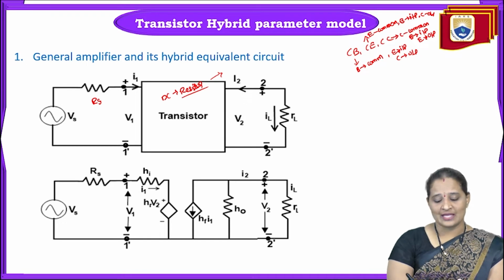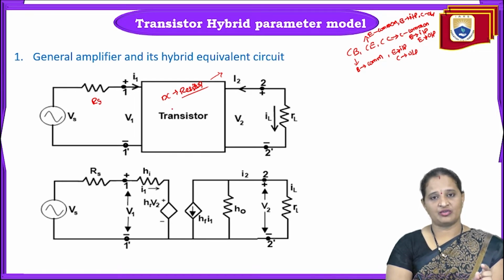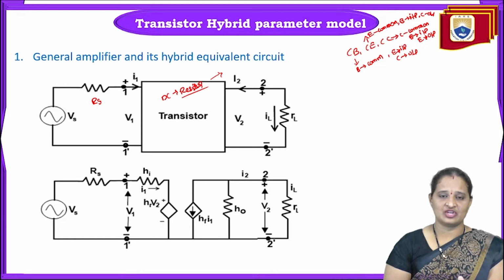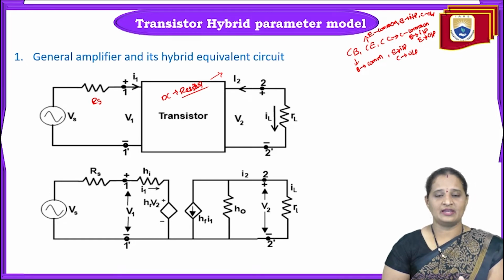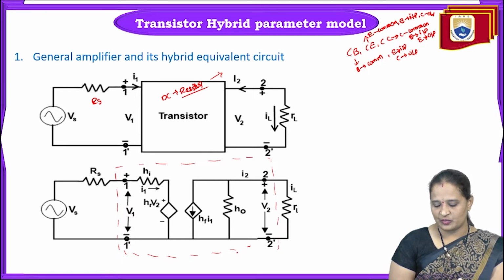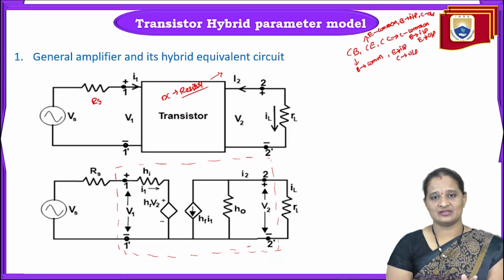So as we have all seen, how to find the H parameter equivalent circuit of a two-port network, and I'm telling you that the transistor can be approximated as a two-port network. So I'm just replacing the transistor with its equivalent H parameter circuit. So this is the equivalent H parameter model for the transistor, which can be considered as a two-port network.